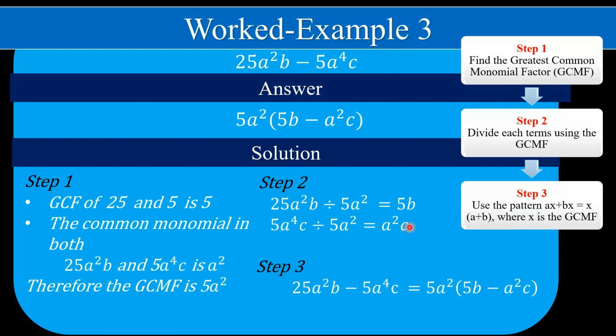And 5 divided by 5 is just 1, and the remaining is letter c. That is why our answer is a squared c. Combining these two, we got the second factor, which is 5b minus a squared c. And the GCMF is 5a squared. Step number 3 is very clear that we are using the pattern provided: the product is equal to the greatest common factor multiplied by the second factor.